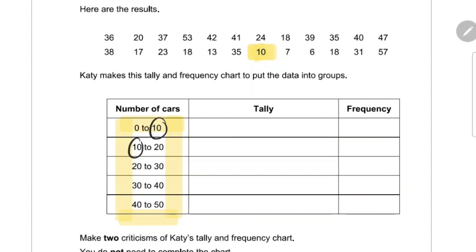So criticism number 1, unclear groups, which category does number 10 fit into?